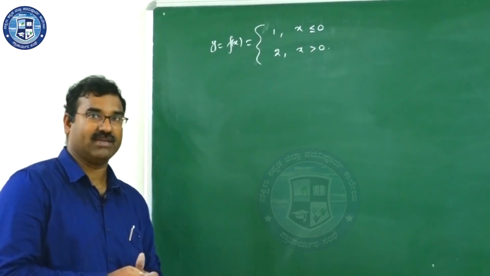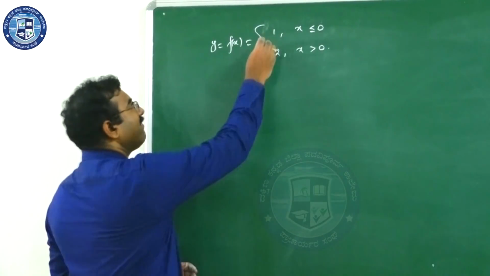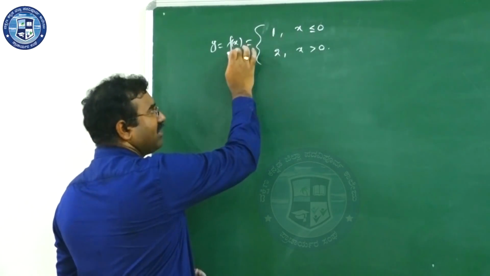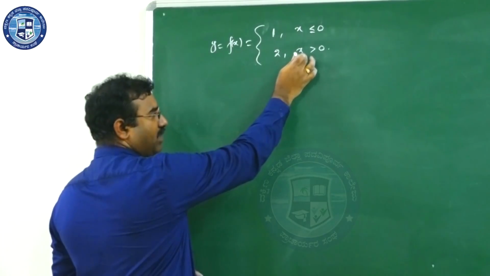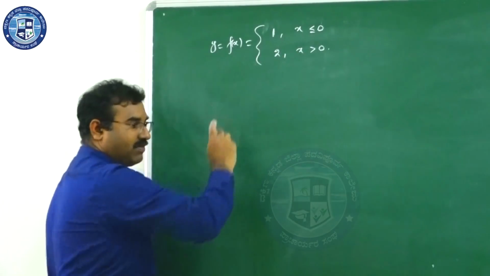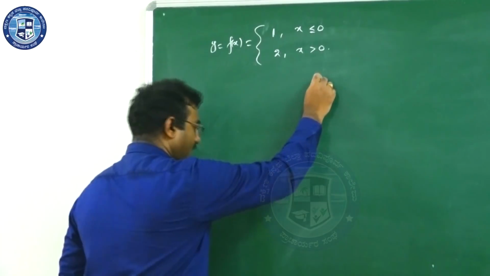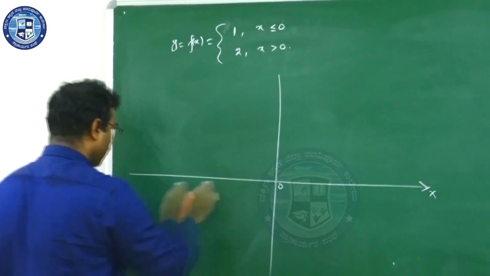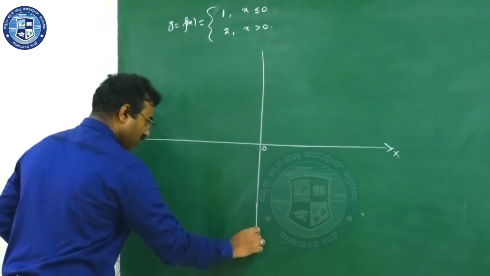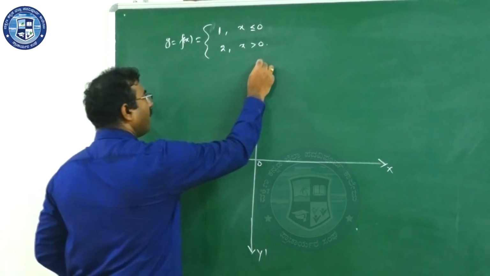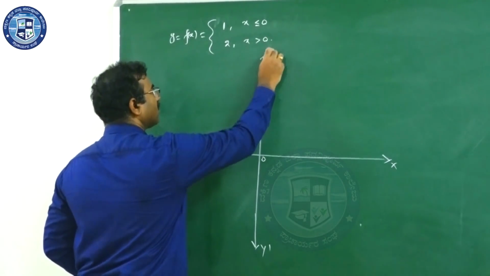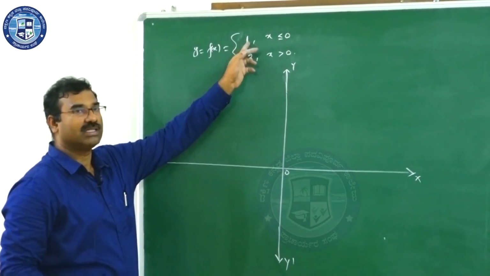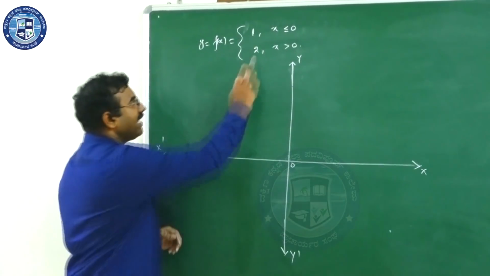First try to understand how the function is defined. That means for all the negative values, the function is defined as 1. For all positive x values, they have given f(x) is 2. That means when we draw the graph, this is x 0, x dash, like this. Now for all x negative values, the given f(x) is 1, including 0 also.